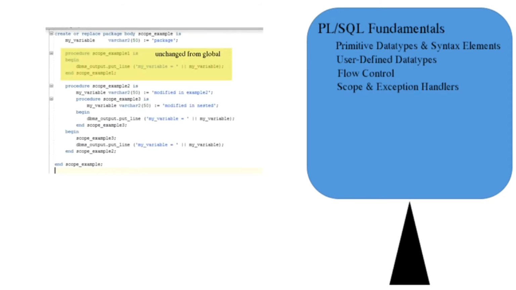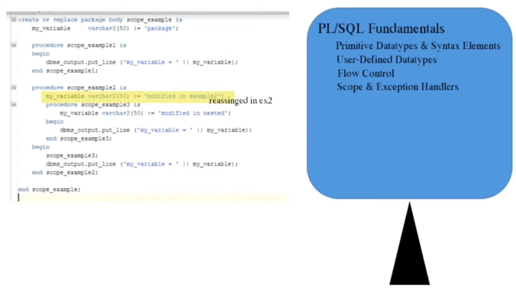Within the scope example 1 procedure, we did nothing to reassign that value or redeclare it, and as such, when we print it to the screen we see the value package. Note, however, that within the declaration of block scope example 2, we override the globally scoped variable and reassign myVariable a value of modified in example 2.